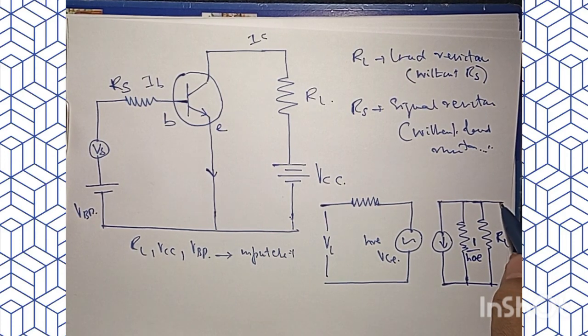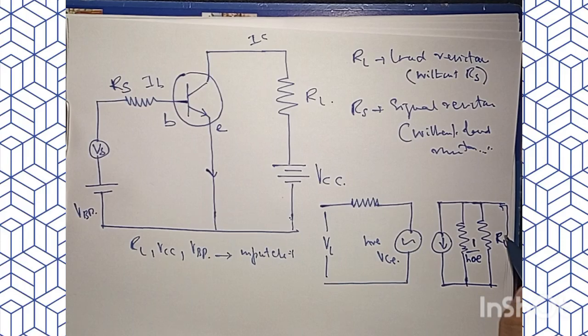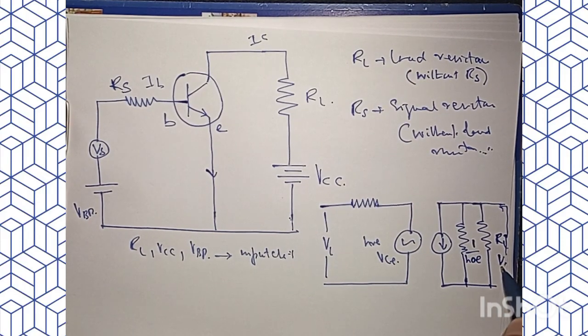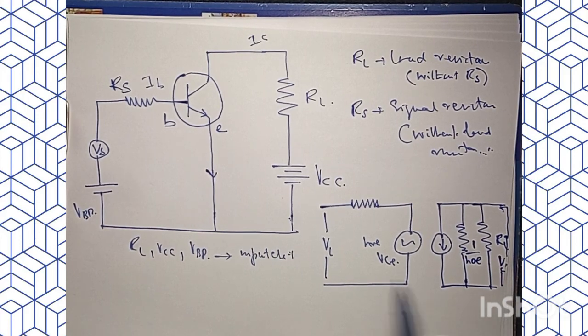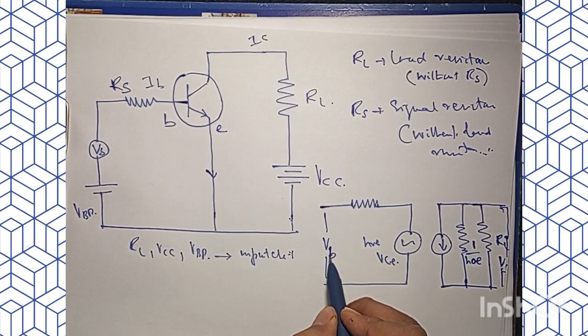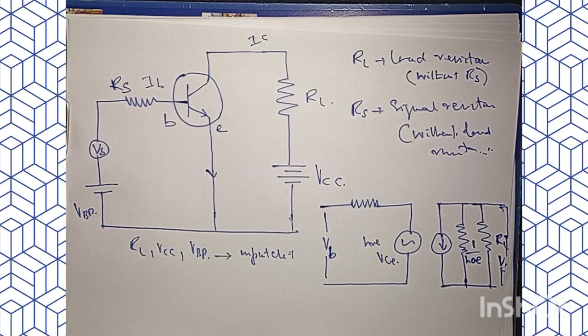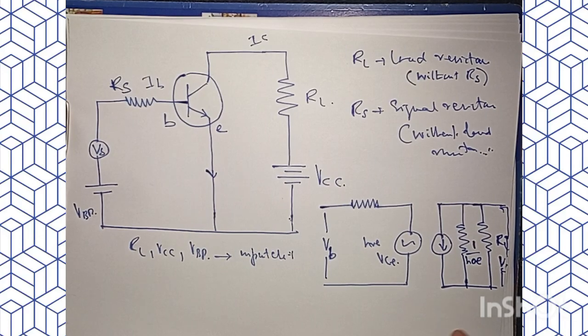Here we will have the collector voltage VC, and here as input we will have the input voltage VB. Now this is an equivalent circuit. This is the hybrid equivalent circuit for the common emitter configuration of a transistor when I consider the load resistance RL and I'm not considering the signal resistance.